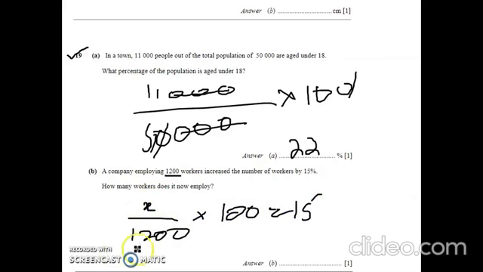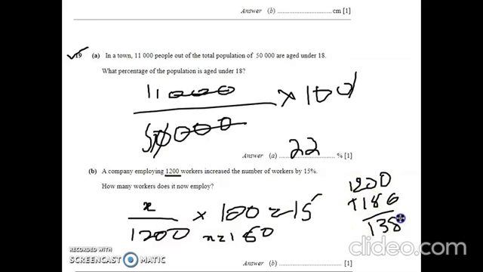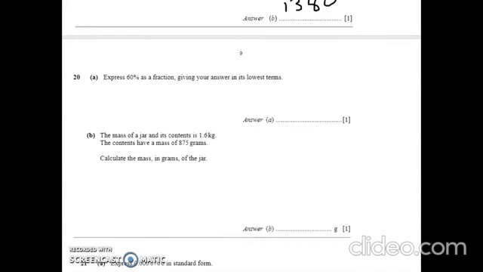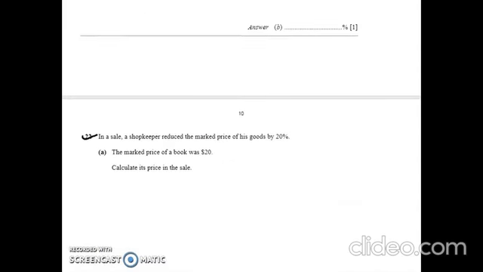So let's find the increase. So 15 multiplied by 1,200 divided by 100. That is 180. So the increase is of 180. So initially if there were 1,200, we will be adding 1,200 plus 180. And that is 1,380. So now the company is employing 1,380 employees. Okay. Let's move to the next question.